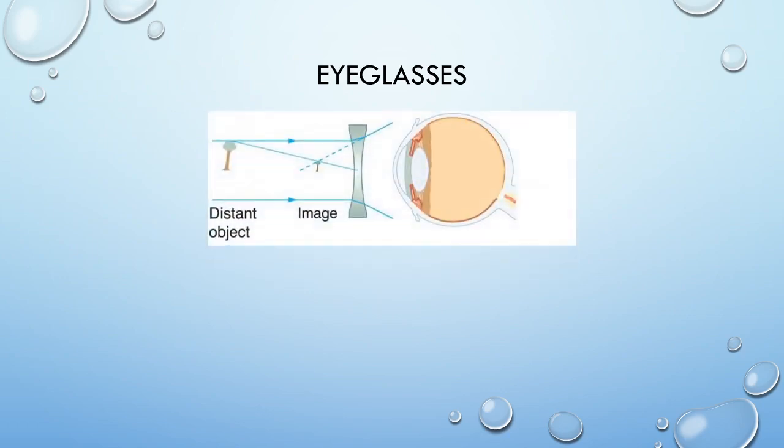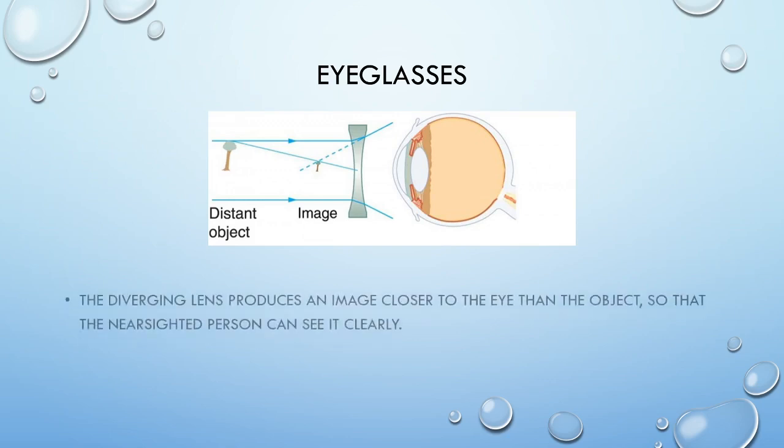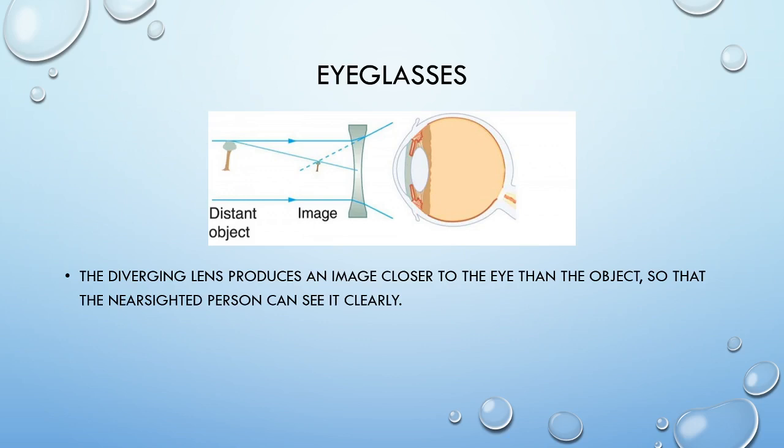We don't realize that the concave lens plays a little trick on our eye. We cannot force the myopic eye to see distant objects clearly. Therefore, the diverging lens produces an image closer to the eye than the object, so that the nearsighted person can see it clearly. But don't worry, our brain is smart enough to know the real position of the object. Even though the concave lens produces a closer image, the object still appears far away from us.